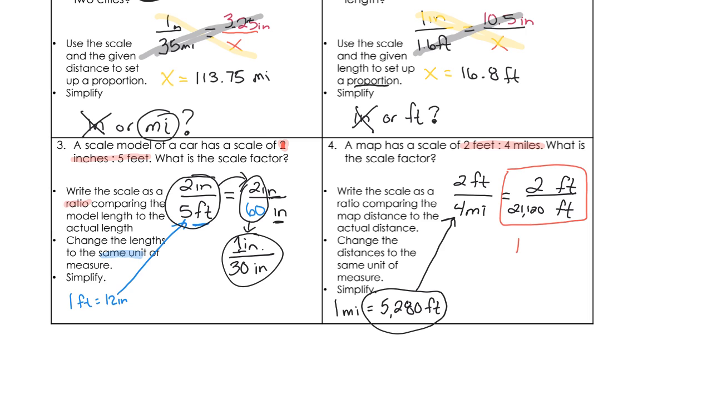We want it as 1 foot over some number of feet. So we want to convert this to a unit rate pretty much. So we're going to divide both of these numbers by 2. So when you do 21,120 divided by 2, you should get 10,560.